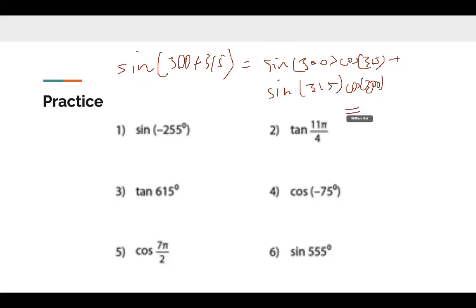And this, if you calculate it, should get you a rather complicated radical: negative 1 plus root 3 over 2 root 2. Negative 1 plus root 3 over 2 root 2 will be the answer for sine of 300 plus 315, which is sine 615.